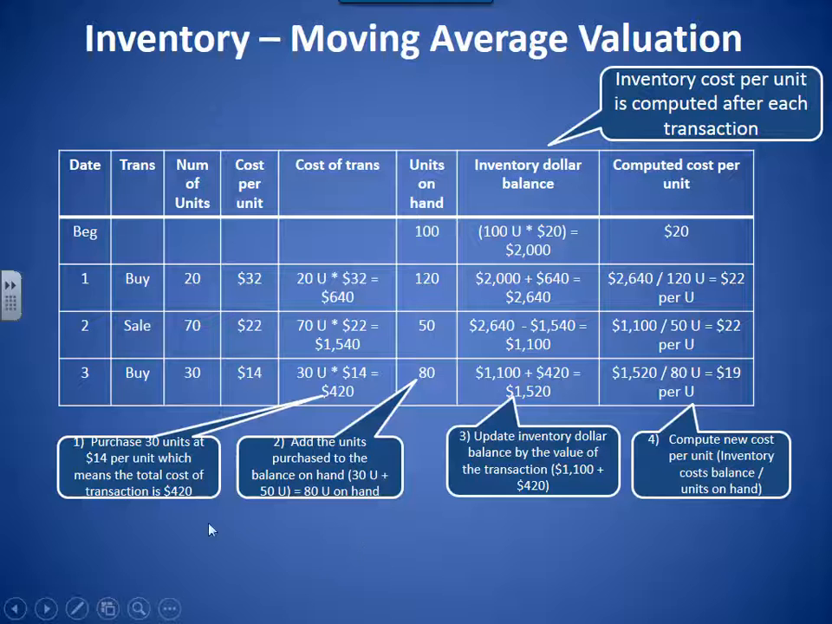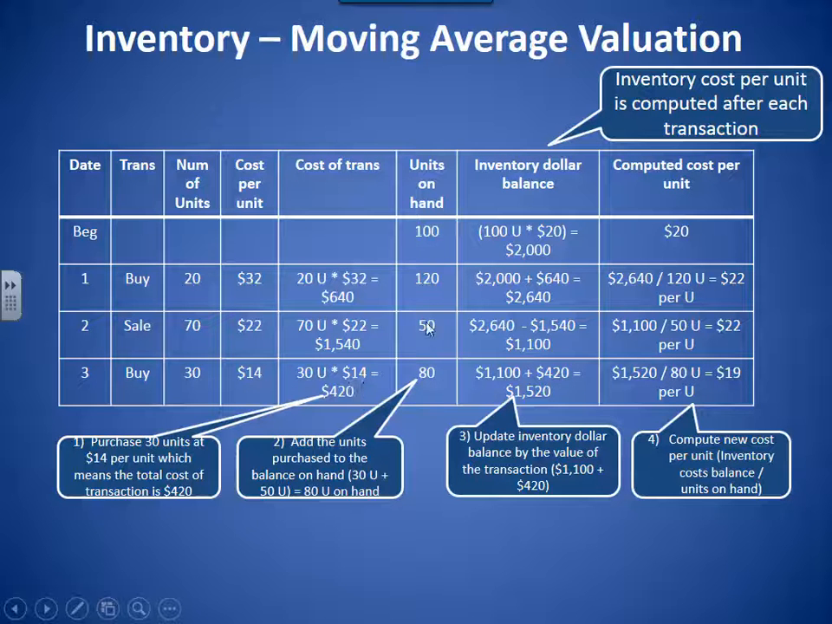Let's go on now to date number 3. In this case, we have a buy transaction. We're buying 30 units, and for some odd reason, we're only going to have to pay $14 a unit for these particular units. If we take a look at the total cost of this transaction, it's the 30 units we're purchasing times the price of $14. That means our total cost for this transaction is $420.